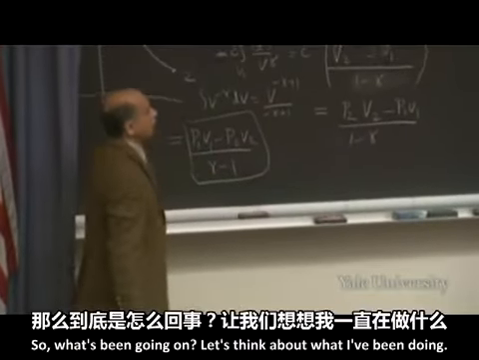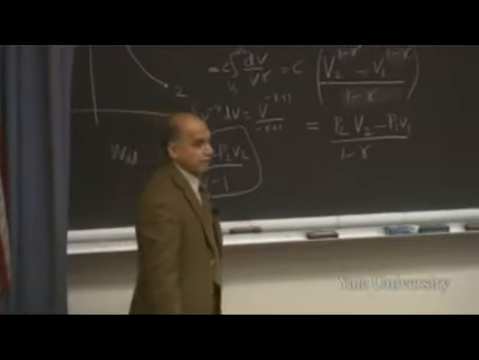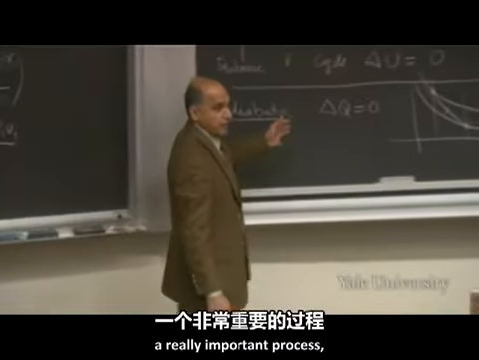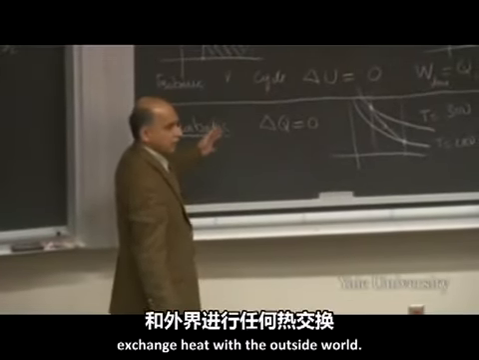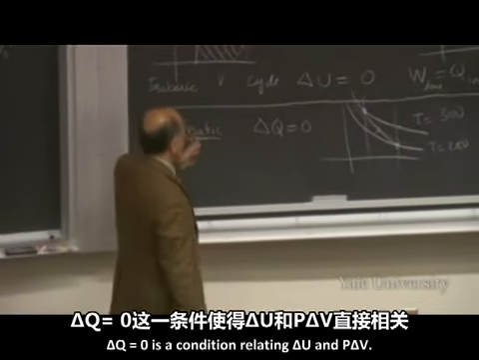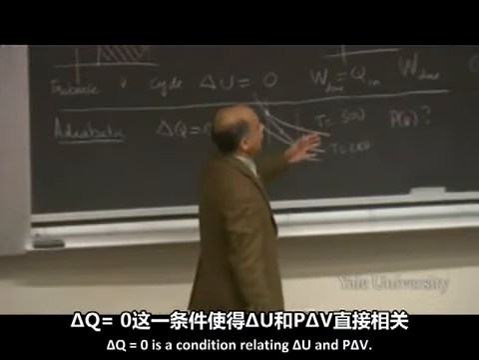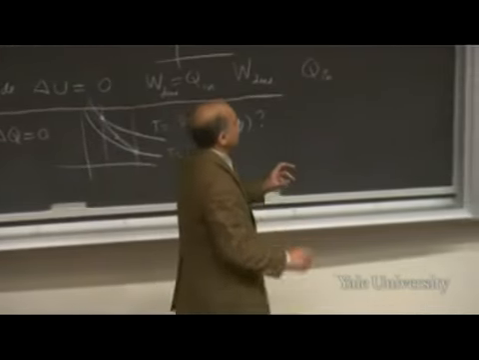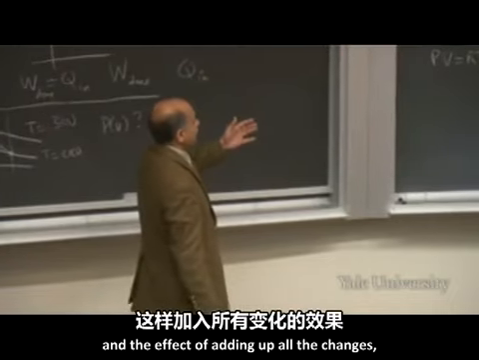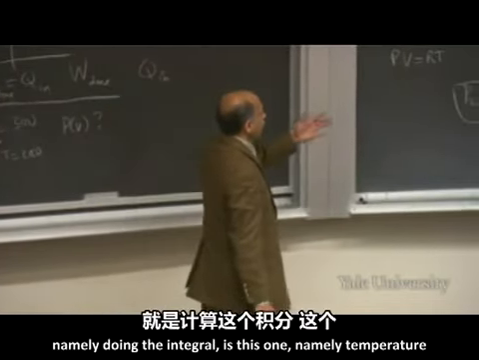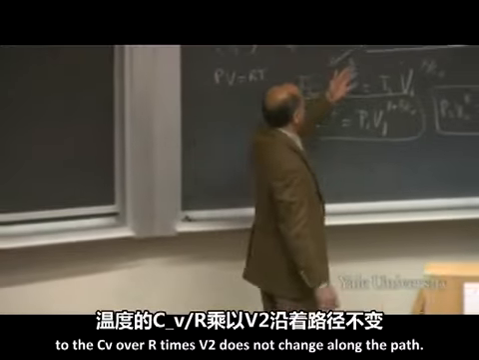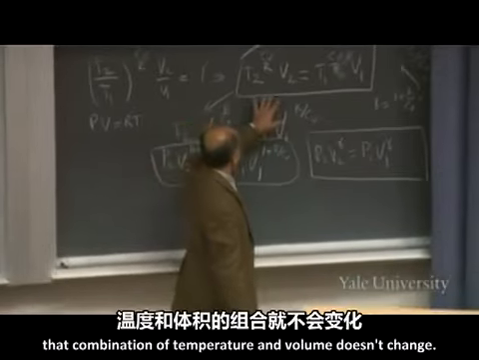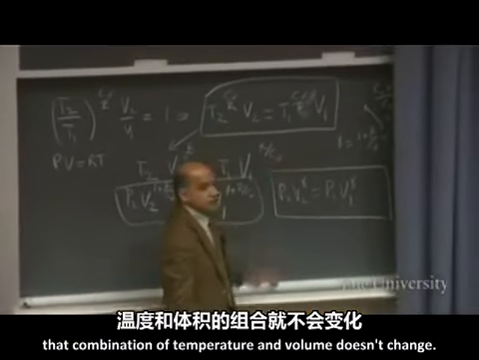So what's been going on? Let's think about what I've been doing. I told you that there is a new process called adiabatic, a very important process, in which the system is not allowed to exchange heat with the outside world. Delta Q equal to 0 is a condition relating delta U and P delta V. And the changes are correlated, and the effect of adding up all the changes, namely doing the integral, is this one: temperature to the CV over R times V does not change along the path. So if you take any 2 points, that combination of temperature and volume doesn't change.